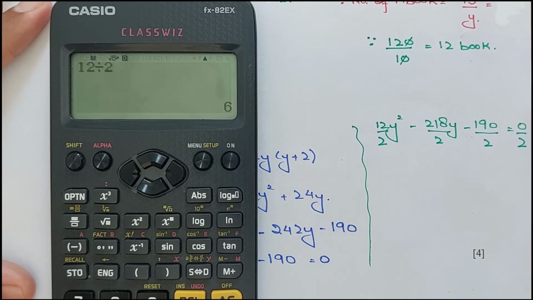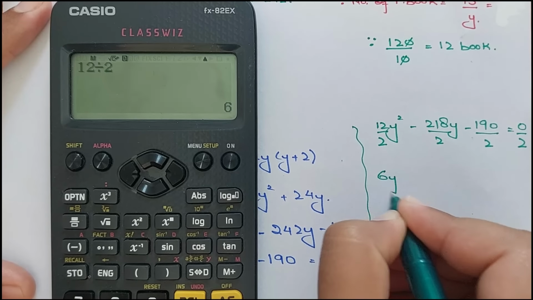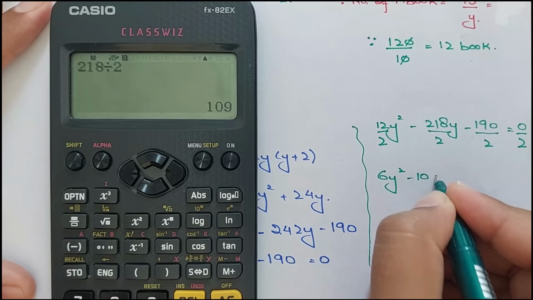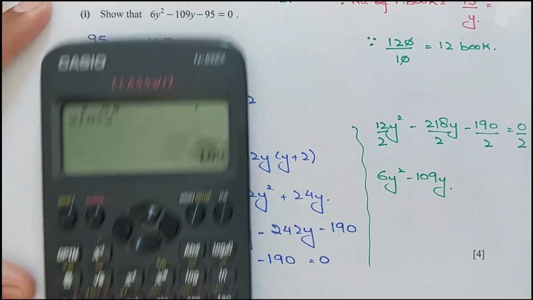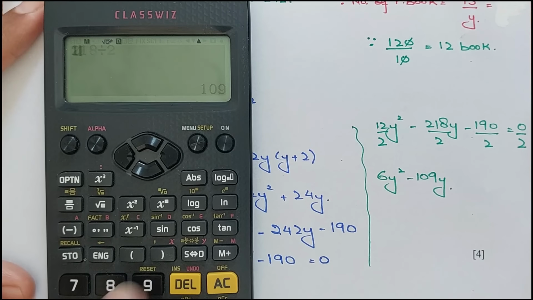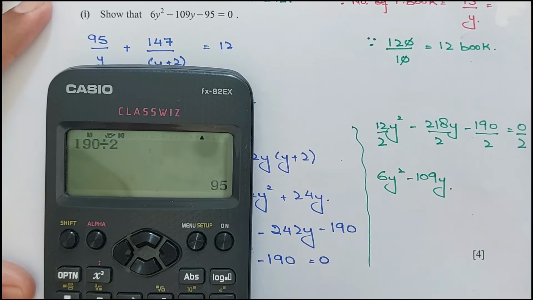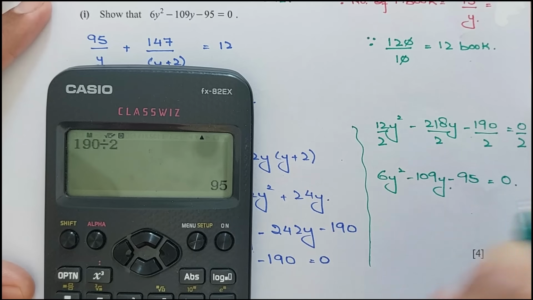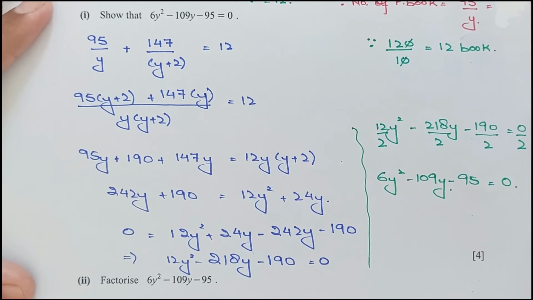12 divided by 2, that is 6. So we have 6Y square. 218 divided by 2, that is minus 109Y. 190 divided by 2 is 95, so minus 95, and 0 divided by 2 is 0. So we have shown this quadratic equation.